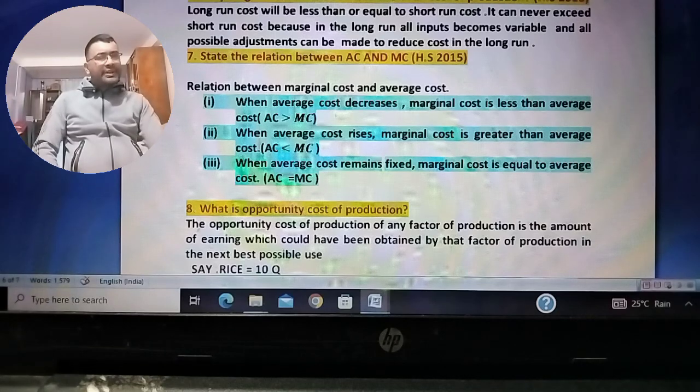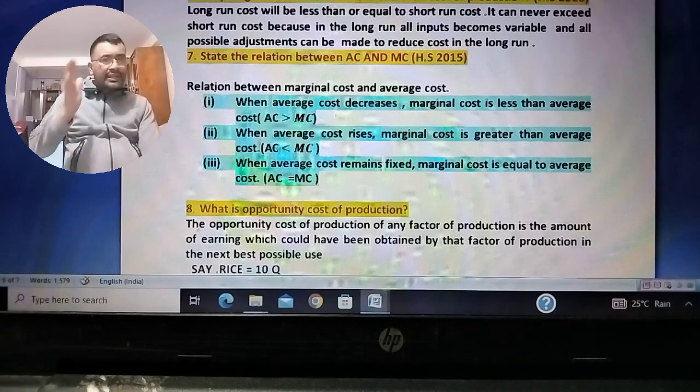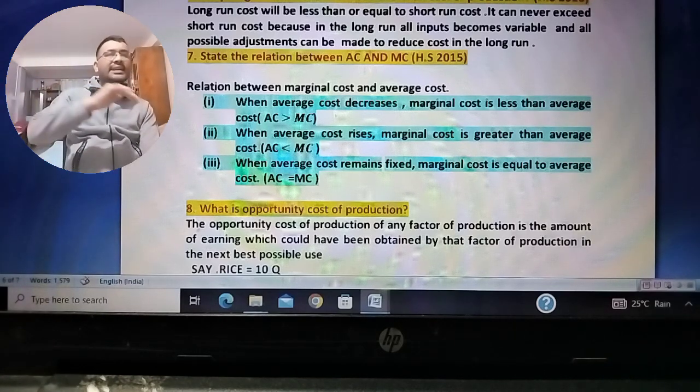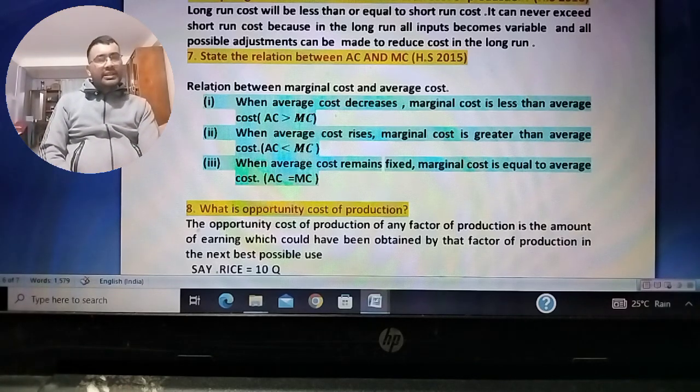Number 1, when average cost decreases, marginal cost is less than average cost. It means when average cost falls, then marginal cost is less than average cost. That is, AC will be greater than MC, right? Or you can say marginal cost will be less than average cost. And second thing is, when average cost increases or rises, then marginal cost will be greater than average cost, or you can say that average cost will be less than marginal cost.